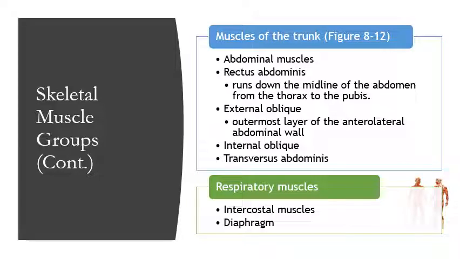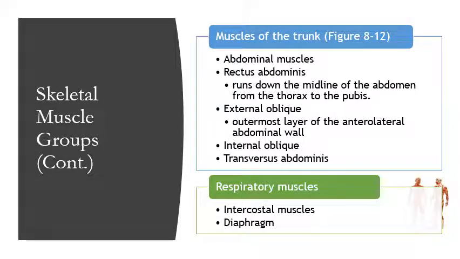Muscles of the trunk of the body. So these are your abdominal muscles. There's the rectus abdominis. Now, it runs down the middle of the abdomen from the thorax to the pelvis. And it's important because without it, we could not bend over. And our body organs would fall out. So we really would want that to be there and to be strong.